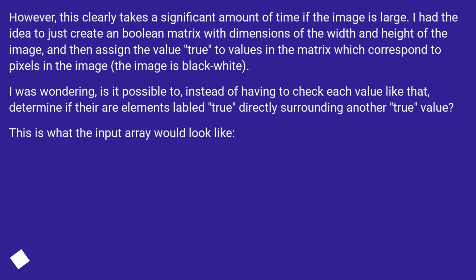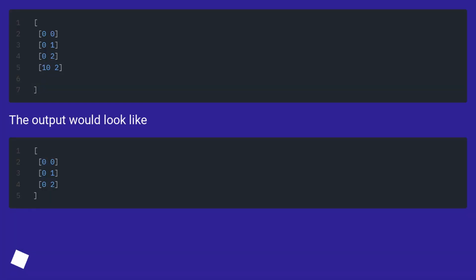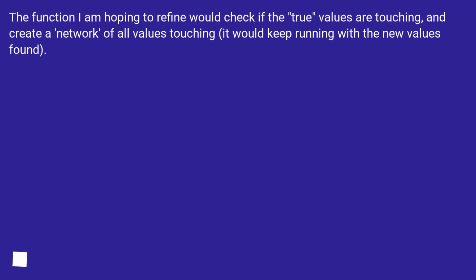This is what the input array would look like. The output would look like this. The function I am hoping to refine would check if the true values are touching, and create a network of all values touching. It would keep running with the new values found.